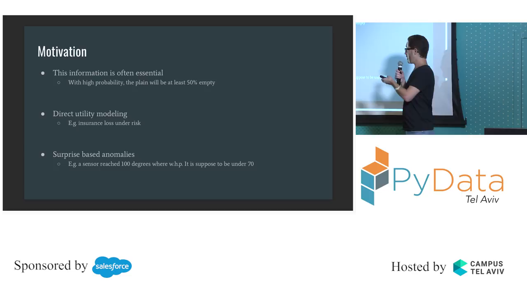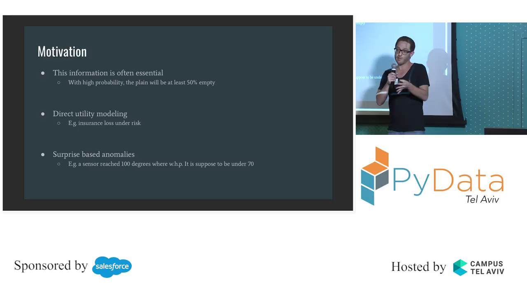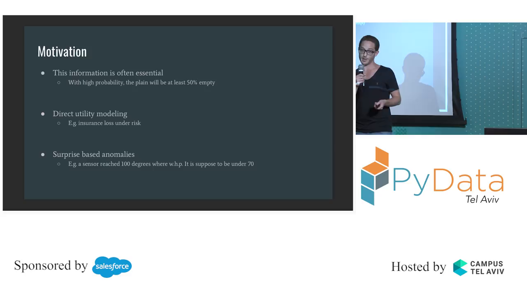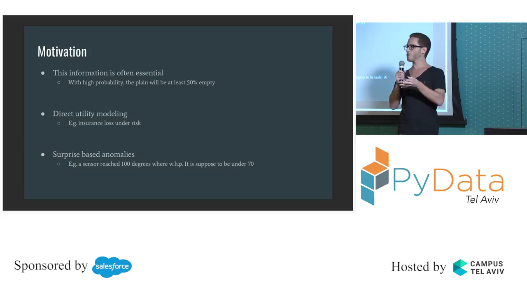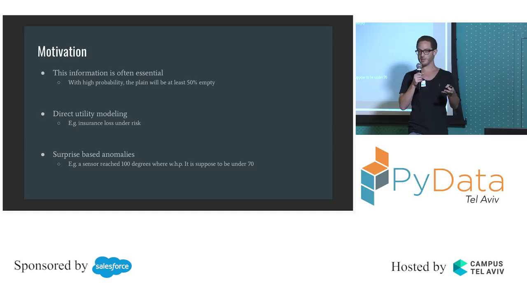Another motivation is that quantile regression gives us a direct way of estimating a utility function. If we have probabilities and outcomes, we can more accurately compute the expected utility, and with that we can adjust our prediction according to the customer's preferences. Another thing we can do with quantile regression is try to find anomalies in our data. Let's say, for example, we have some sensor that should be below 70 degrees with 95% confidence. If we see in our data some observations where the sensor takes the value of 100, we should be suspicious about those observations, possibly removing them from our data.